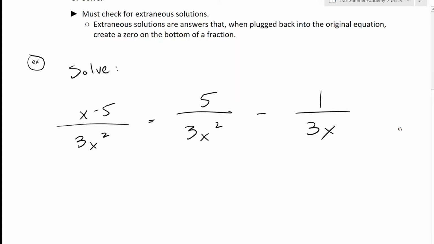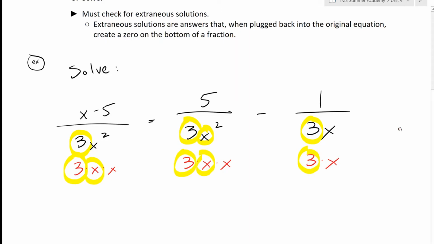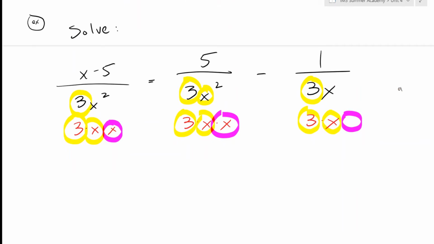So this is really a 3 times an x times an x, and a 3 times x times x, and this is just a 3 times an x. So you'll notice they all share that 3. That's common to all of them. They all share at least one x. It's probably better if I show it down here. They all share 3, they all share an x. The first two have an extra x, and this one does not. So that gives us an idea of what type of common denominator we're going to want to create. We want to create that 3x squared.